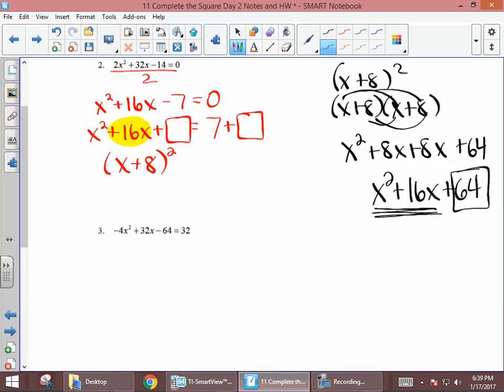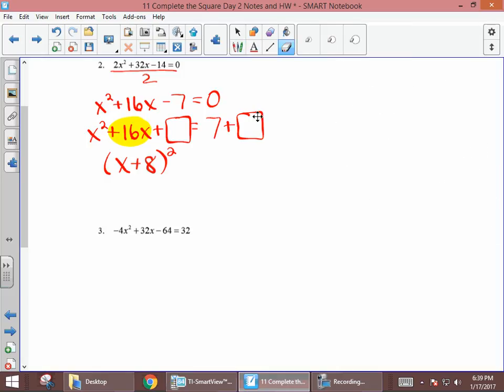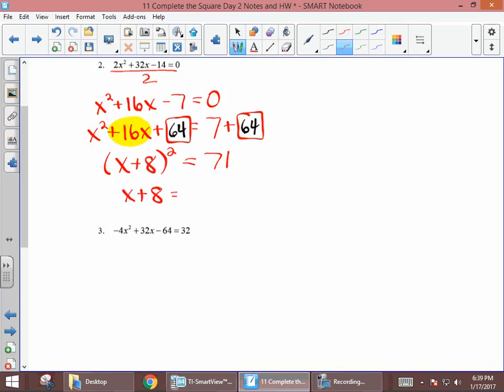Well, this is the only thing that was there. So we have added that number 64 to make it, for us to call it x plus 8 squared. We delete that, and now we know that 64 goes in here and here. So x plus 8 squared equals 7 plus 64 is 71. Take the square root of both sides, and x plus 8 equals plus or minus the square root of 71. You can't break that down. So all that's left to do is subtract 8. And x equals negative 8 plus or minus the square root of 71.